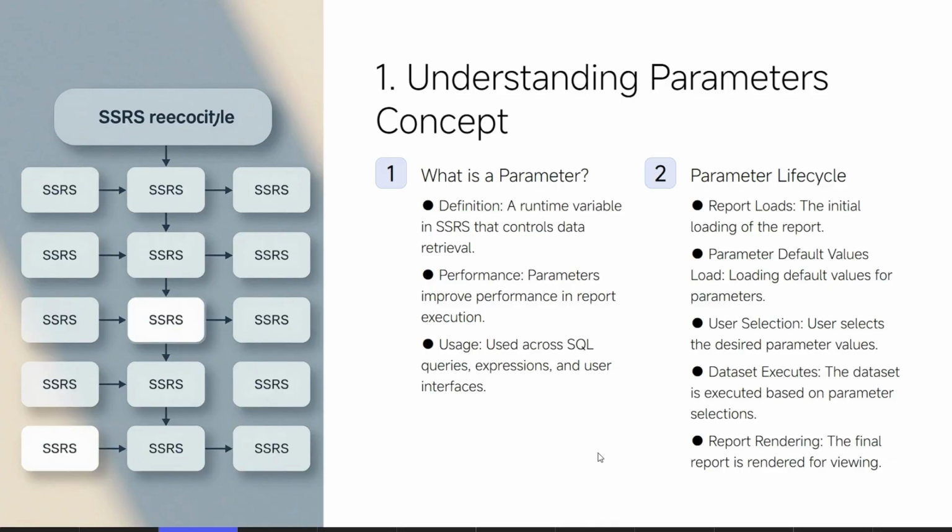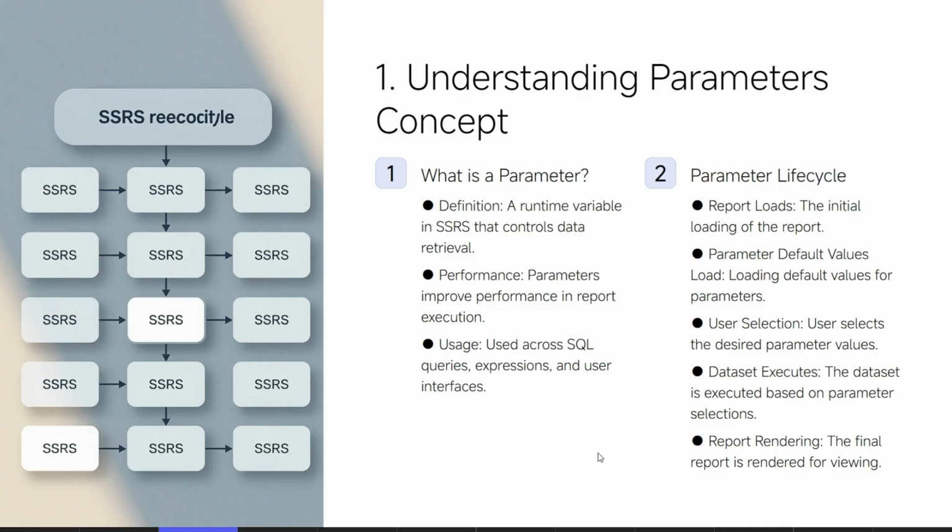First thing, what is a parameter? A parameter is a runtime variable in SSRS that controls data retrieval. It improves your performance and is used across SQL queries, expressions, and the user interface. A parameterized report allows the user to input a value at runtime. Instead of showing all data, the report displays filtered results based on date, department, employee, region, or status.